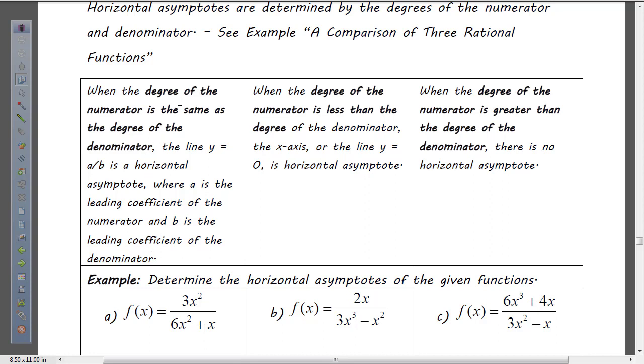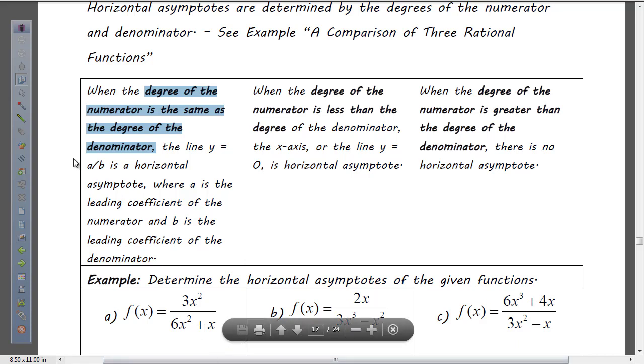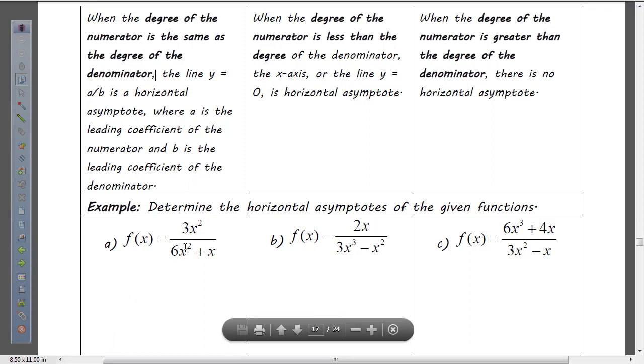All right, so when we determine these horizontal asymptotes, we're going to be looking at the degree of the numerator and denominator, and we're also possibly going to be using those leading coefficients to help us determine what the horizontal asymptote is. We've got three cases here. In this first case, the degree of the numerator is the same as the degree of the denominator, and you'll see in example A, that's exactly what we have.